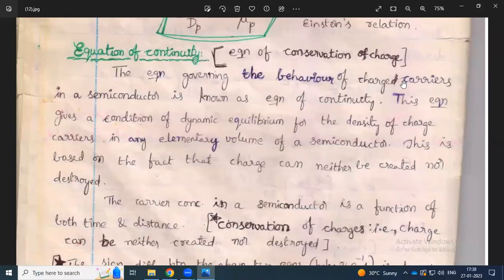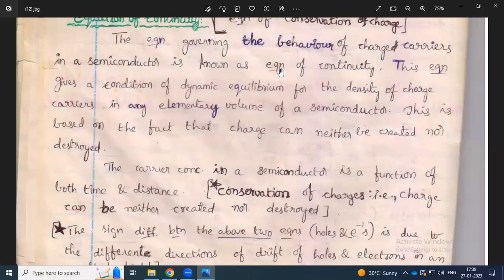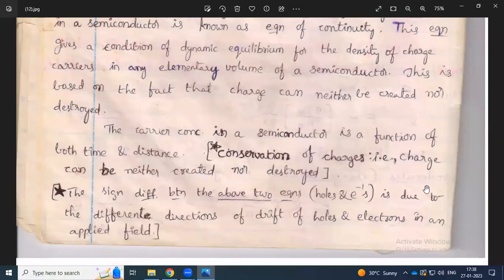The equation governing the behavior of charge carriers in a semiconductor is known as the equation of continuity. This is something important. This equation gives the condition of dynamic equilibrium for the density of charge carriers in any elementary volume of a semiconductor. This is based on the fact that charge can neither be created nor destroyed. The charge concentration in a semiconductor is a function of both time and distance.